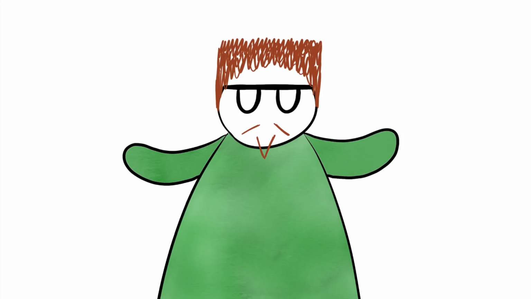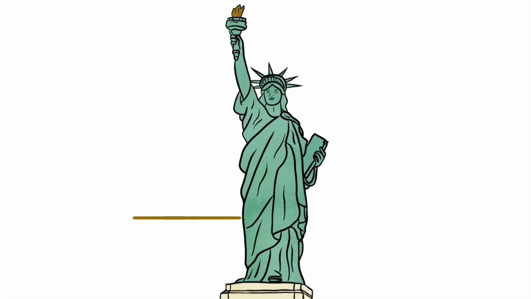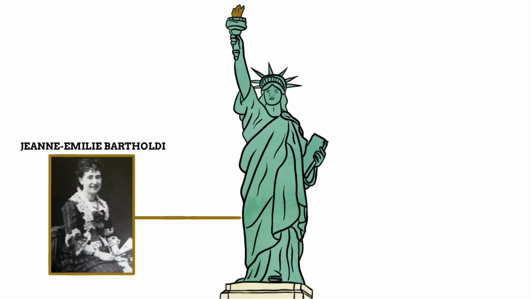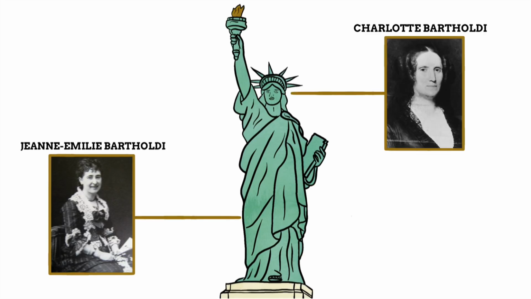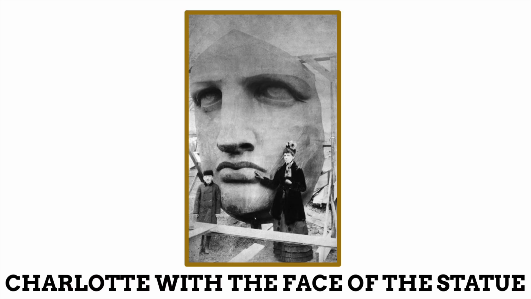The more concrete evidence we have is that the statue is an amalgamation of two women in Bartholdi's life. The body of the statue is thought to belong to his wife Jeanne Emilie Bartholdi, though as much as he cared for his wife, he didn't feel her face was right for the statue, so for the face he turned to his mother, Charlotte Bartholdi. We even have photos of his mother, and it's not too hard to see similarities between the mother of the designer and the mother of liberty.